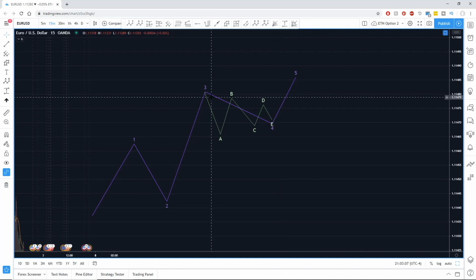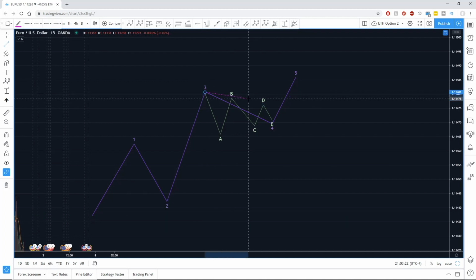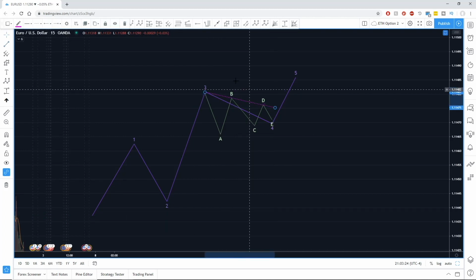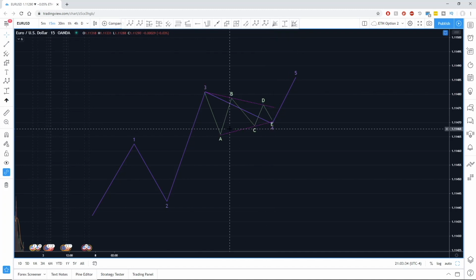Well, typically when a triangle is in the 4th wave position, wave 5 is usually very swift and travels the distance of the widest part of the triangle. So let me show you that in action. If we just draw the connecting lines of our triangle, this might be a little bit easier to see. So we're in this trade, and we believe we're in an E wave right now.